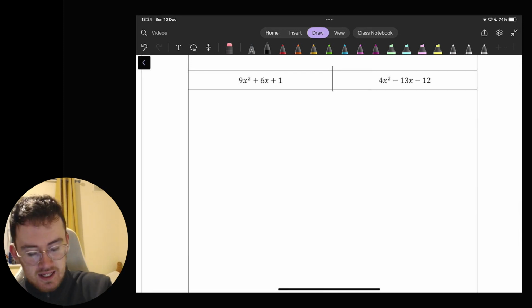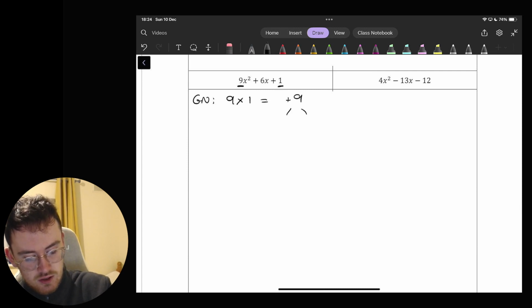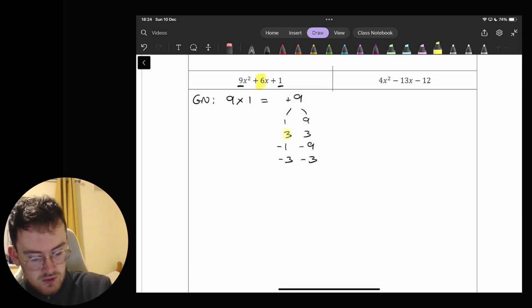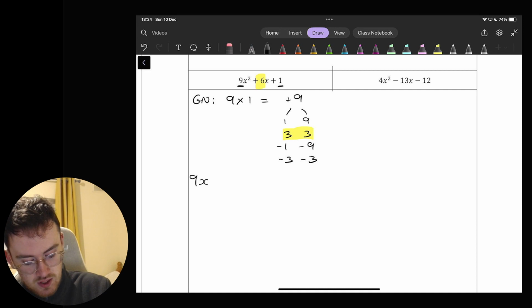Next one, again, starting off the same, let's find our guide number: the number in front of x squared by the last number. So 9 times 1, it's a plus 9. Factor pairs are 1 and 9, 3 and 3, minus 1 and minus 9, and minus 3 and minus 3. I need to get 6 in the middle, which is going to be 3 and 3. So again, splitting out as before, 9x squared plus 3x plus 3x plus 1.